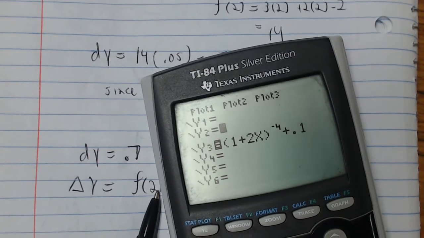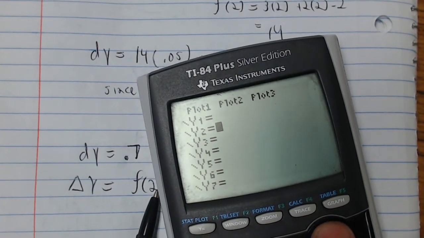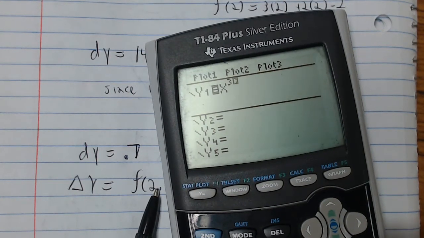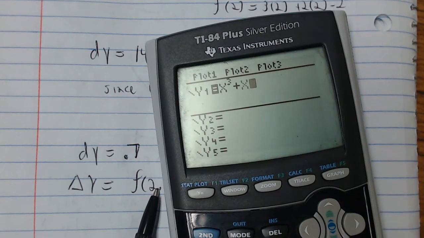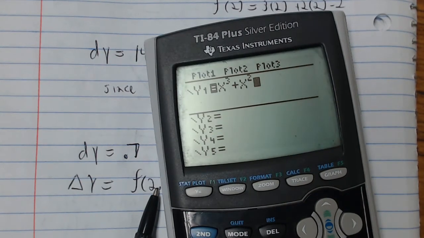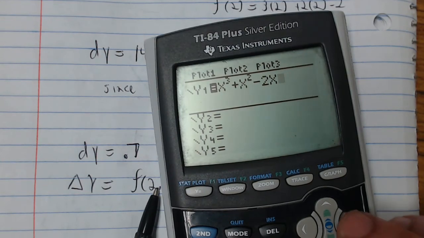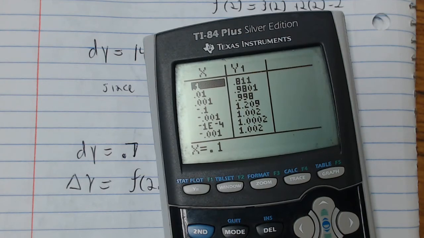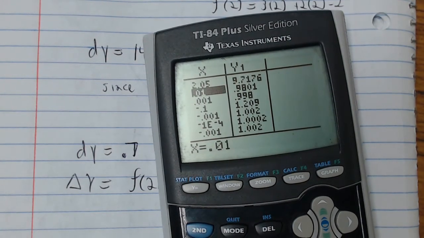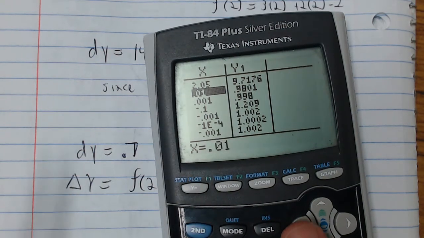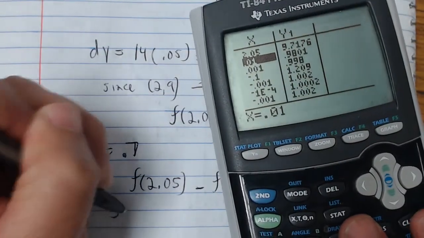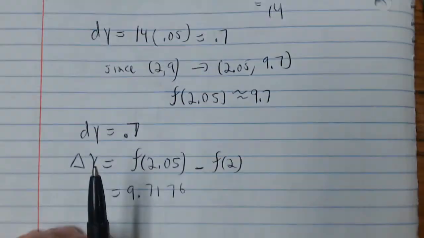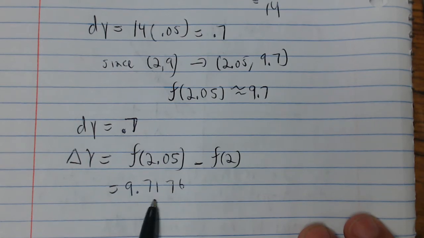So to find f of 2.05, I'm going to use my calculator, and we'll plug in the function and use a table to find it. So the function we're trying to find is what? x cubed plus x squared minus 2x plus 1. So if I go to my table, what do I want to plug in? I want to plug in 2.05. So when x is 2.05, we get 9.7176.